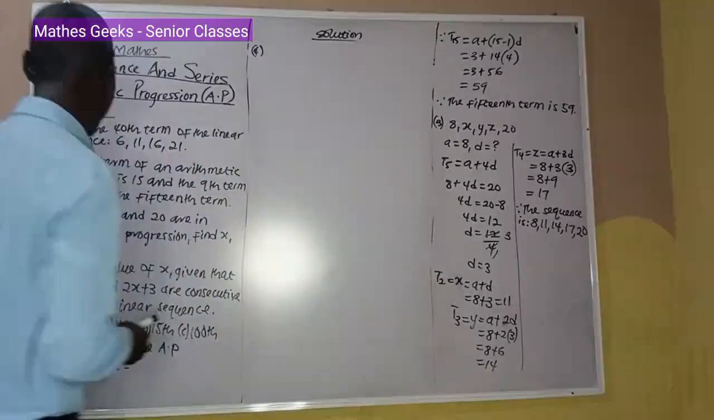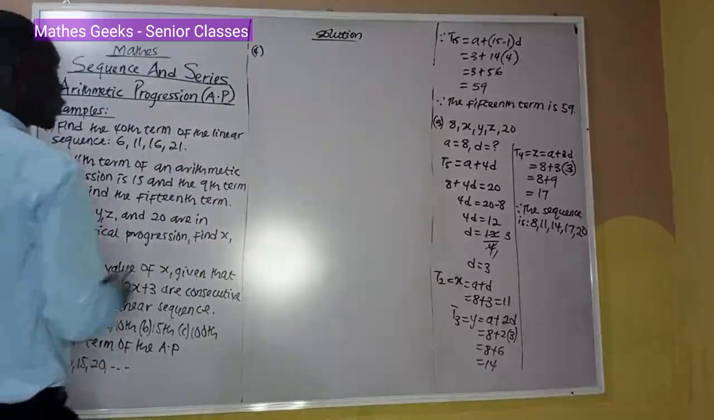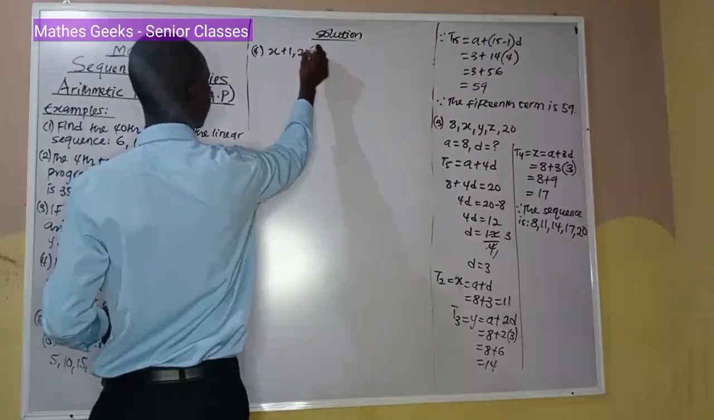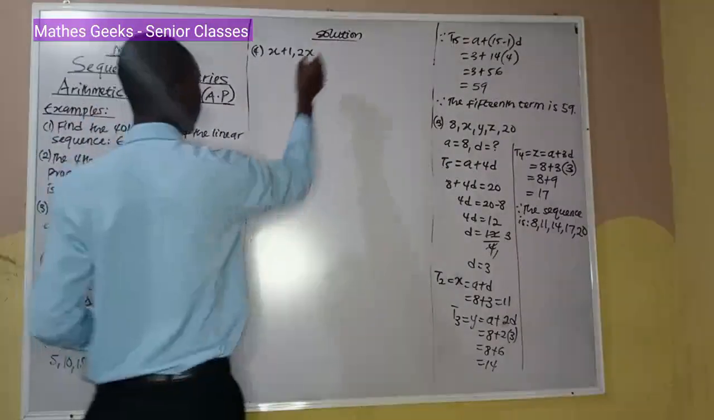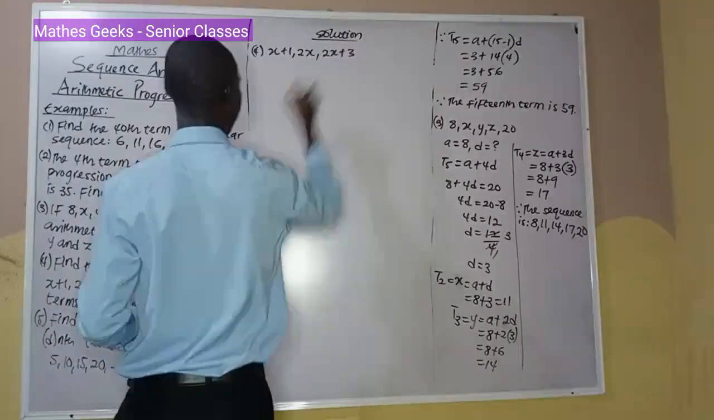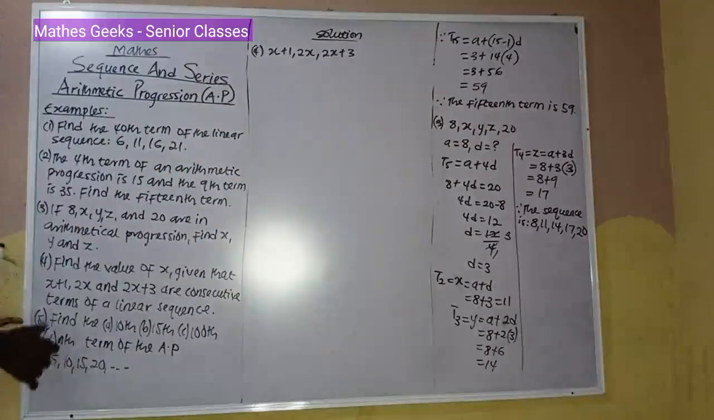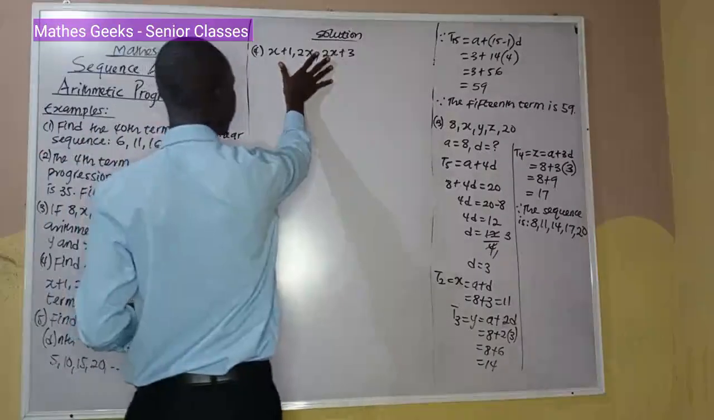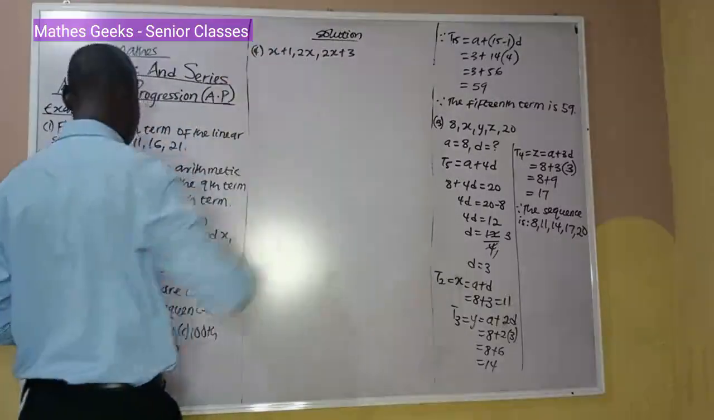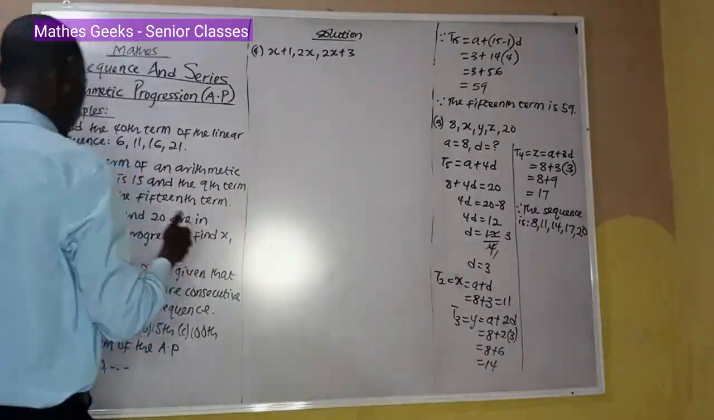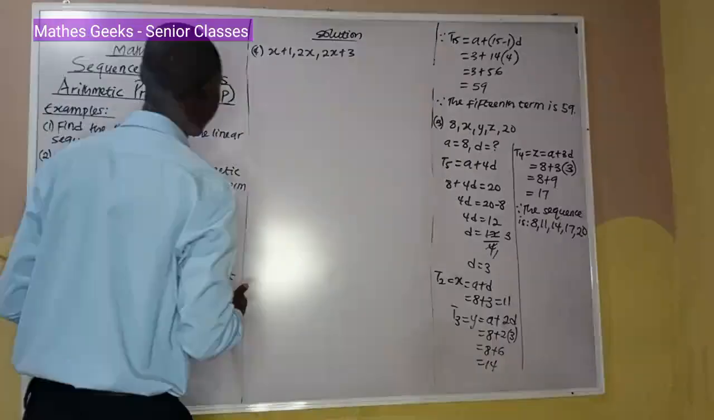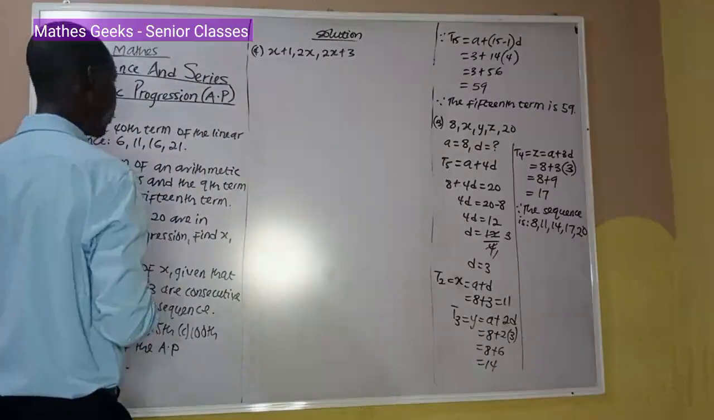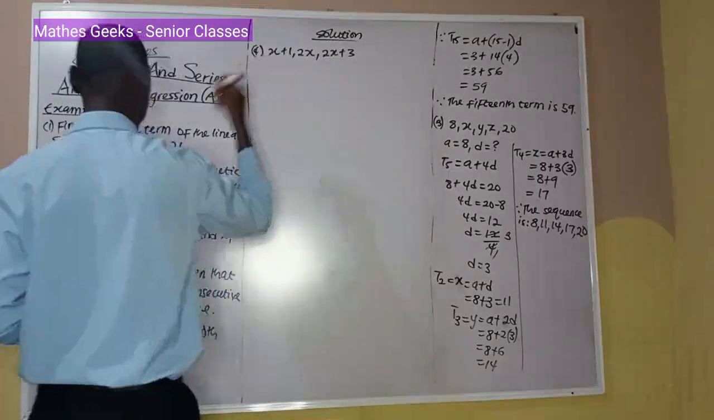Number 4, find the value of x given that x plus 1, 2x, and 2x plus 3 are consecutive terms of a linear sequence. So if this is a linear sequence, which means arithmetic progression, it means that they must have a common difference. So from the principle of common difference, of course, the question said we should look for x.